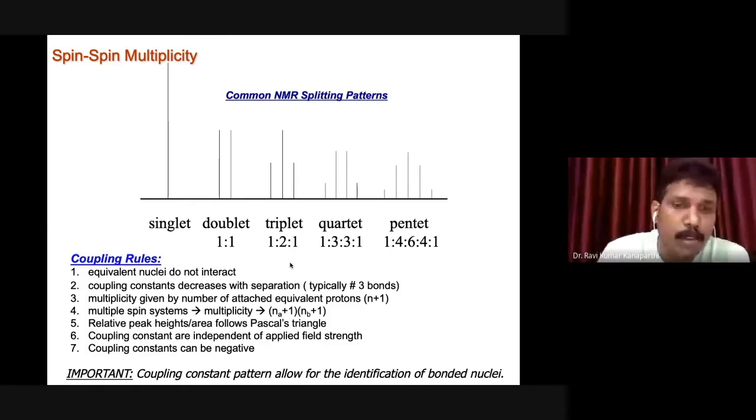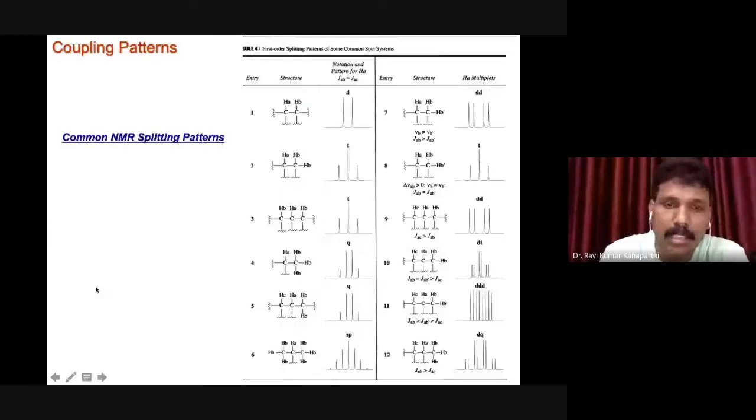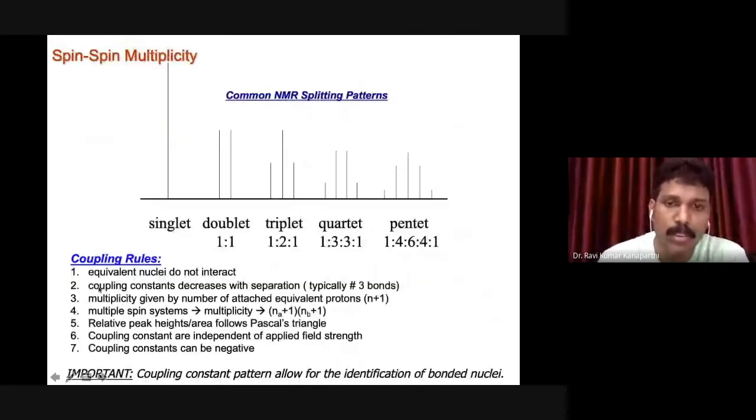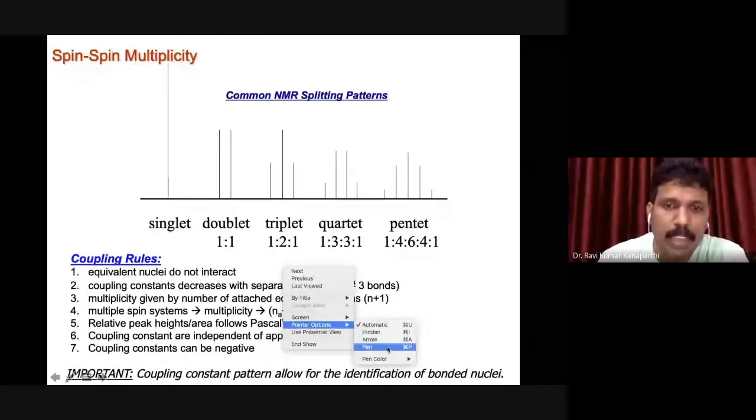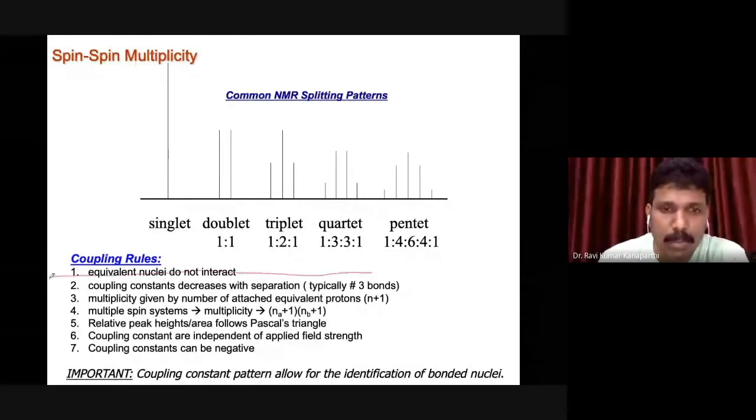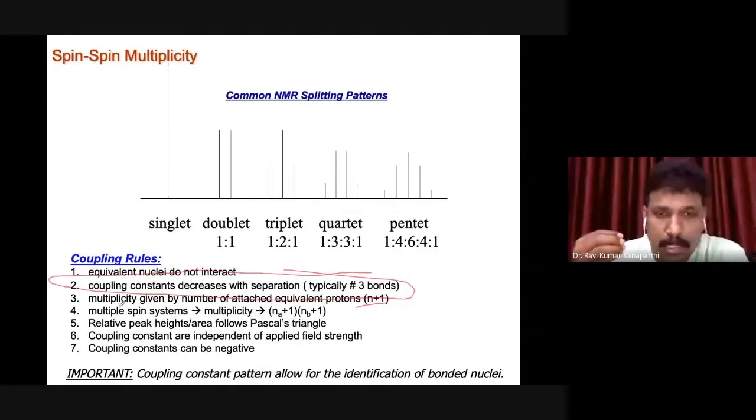And the other point we already discussed: as the separation increases between the two nuclei that we are interested in studying, the coupling between them decreases. And then for the multiplicity, we can use the n plus 1 rule. That is point number 3. And point number 4 is the multiple spin system. Suppose you have one nucleus surrounded on either side by different non-equivalent nuclei, then we can use this formula.